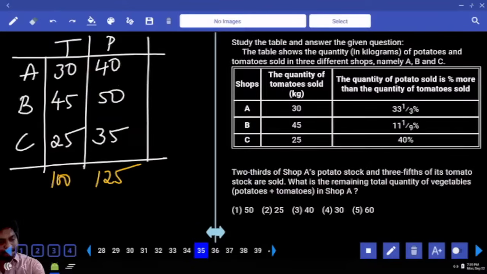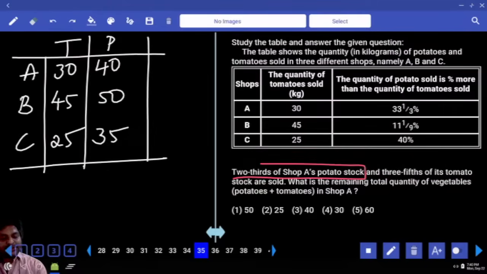2/3 of shop A's potato stock and 3/5 of its tomato stock are sold. What is the remaining total quantity of vegetables in shop A, out of the total production or available items?